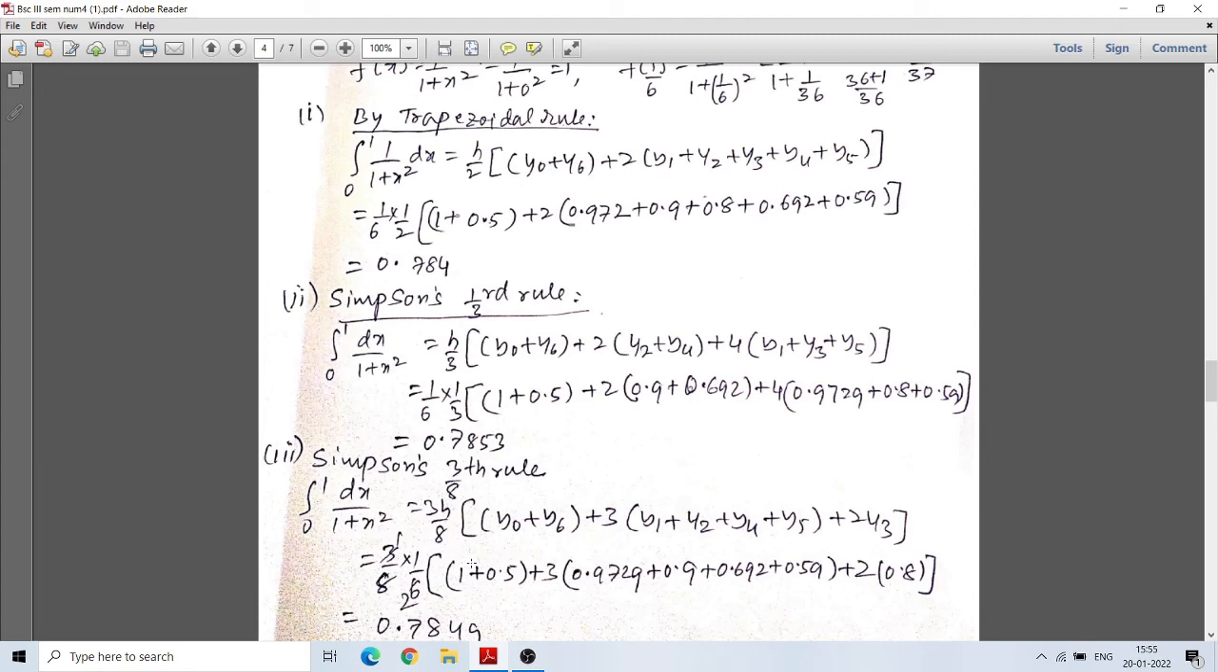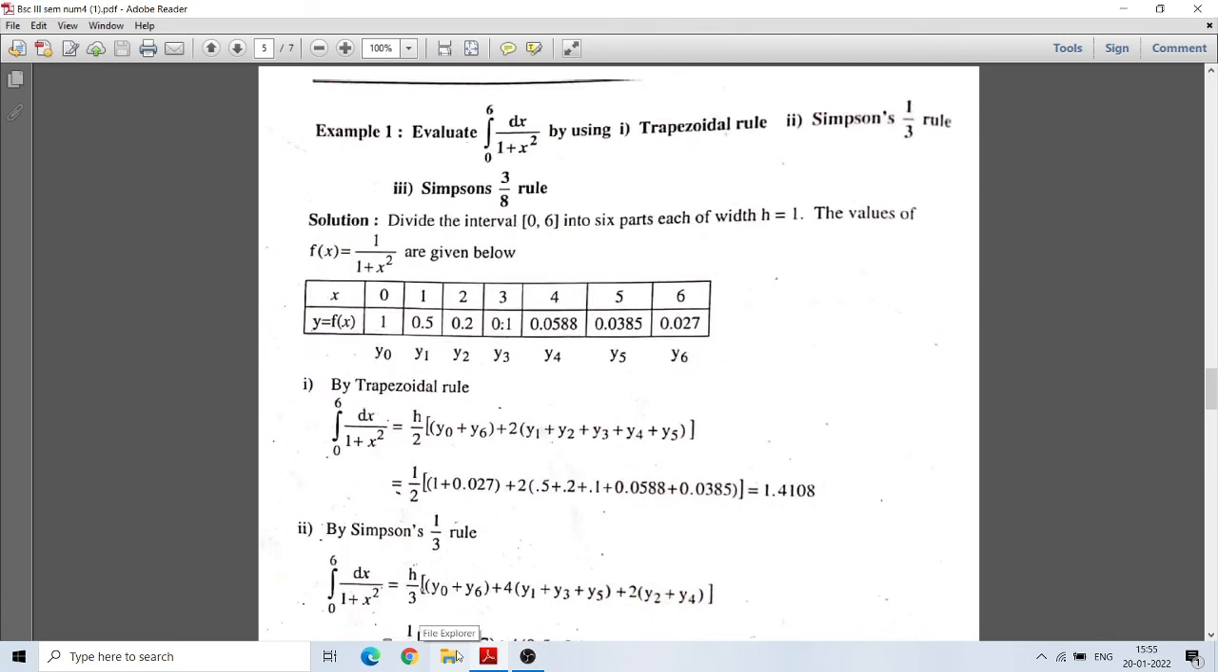Simpson 3/8 rule also, the rule is like this: 3h by 8, y0 plus y6, 3 times of y1, y2, y4, y5, plus 2 y3. So h is here 1 by 6. Then 3 by 8 as it is, h is equal to 1 by 6. How will we get it? From the given problem. y0 is 1 value, y6 is 0.5, 3 as it is, y2 is 0.972. These are also all the values you will get from the table we have constructed, using f of x is equal to 1 by x square, and simplify it, we will get 0.7849.